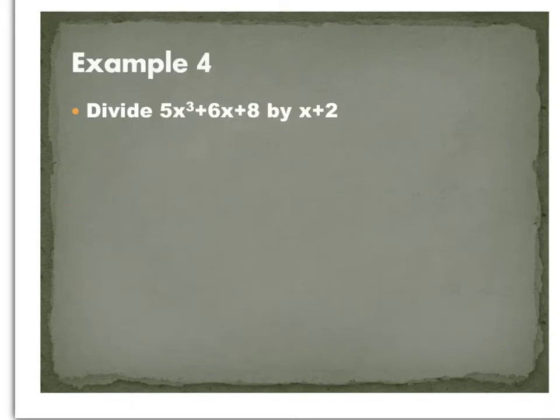So here's our first example, and this is what I was talking about. Here I have x plus 2. So I have to take the opposite, which is negative 2. So I'm going to put negative 2 to the left of my coefficients. I only want coefficients. I do not want the variables, so leave those out. So in descending powers or degrees, because x squared is missing, I'm going to put in a 0 as a placeholder. So 5 is first, then 0, then 6, then 8.